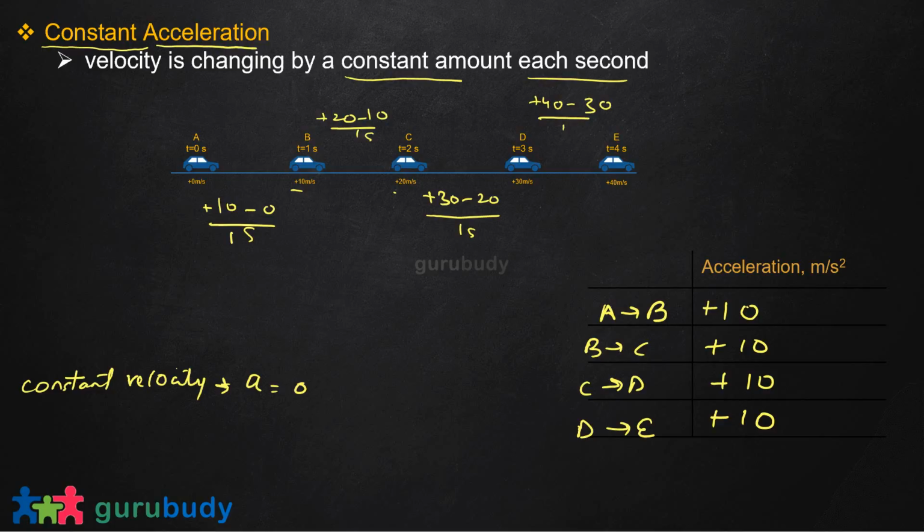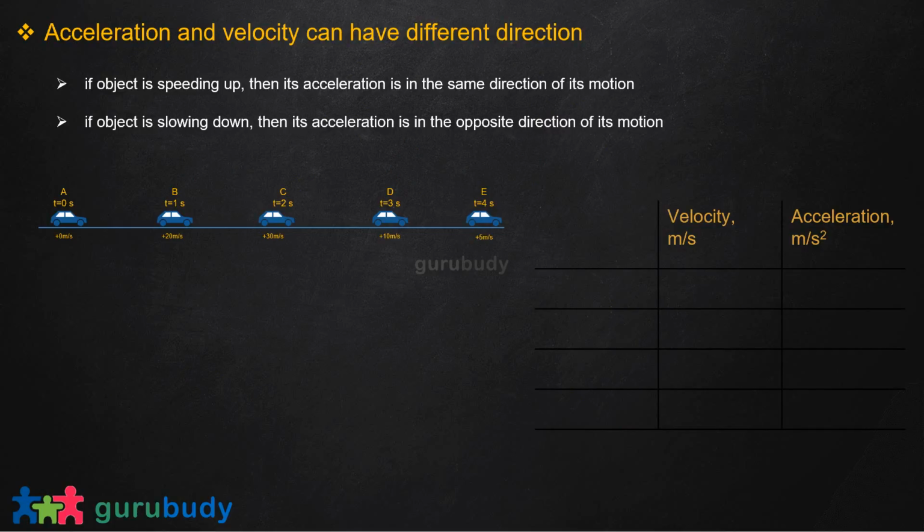Let's look at more here. We have seen previously that acceleration and velocity can have different directions. Let's look at an example and then try to understand it more. Two points here. If the speed of an object is increasing, so if an object is speeding up, then acceleration and the velocity are going to be in the same direction. Or if the object is slowing down, then the acceleration and the velocity would be in opposite directions. Let's look at an example here, right?